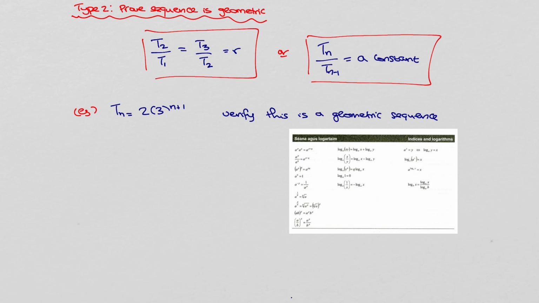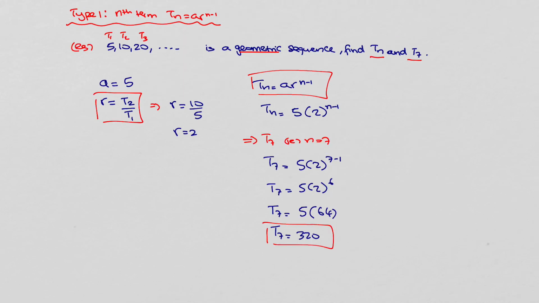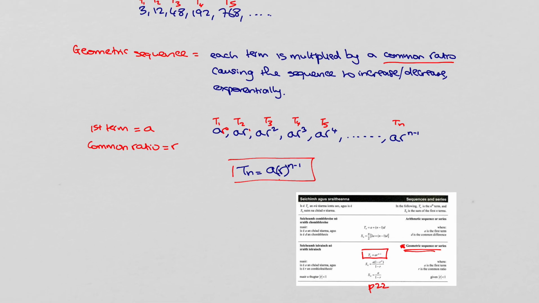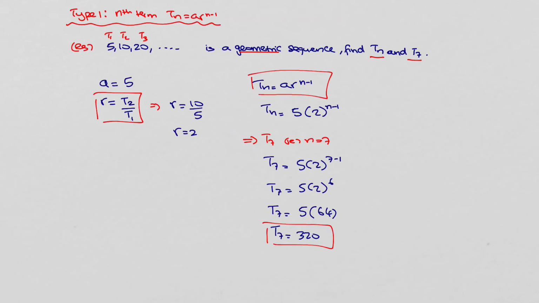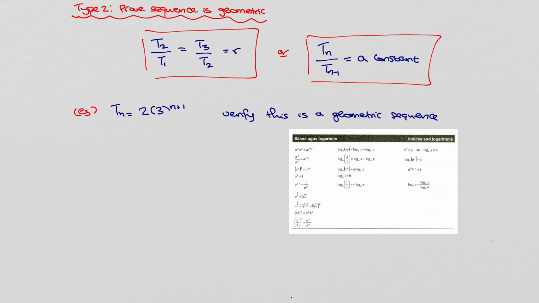So term 2 divided by term 1 in the previous example was 10 divided by 5, which was 2. And if I took term 3, which was 20, and I divided it by term 2, I also get 2. If I was to go back to the very first example and I had 12 divided by 3, I would get 4. And if I have 48 divided by 12, I get 4. 192 divided by 48, I get 4. So in other words, any term divided by the previous term will always be constant, and it'll always be that common ratio.